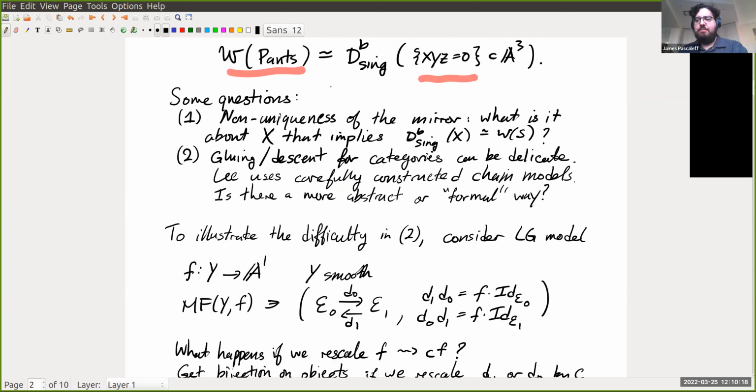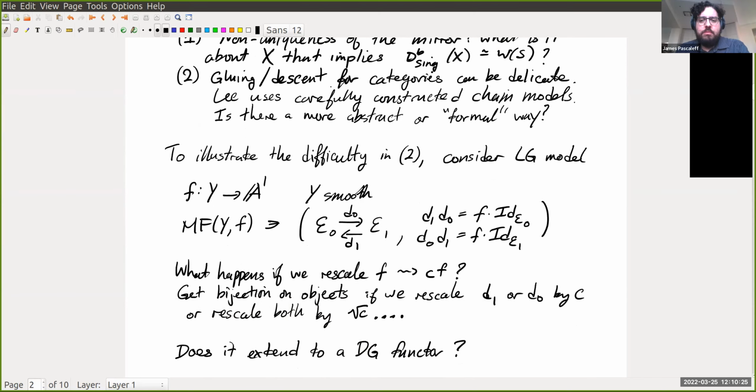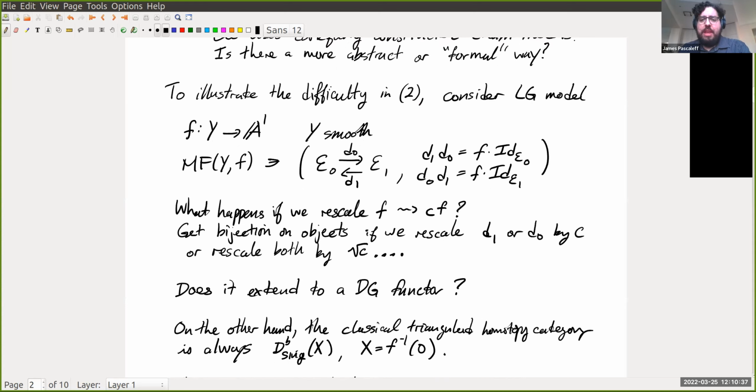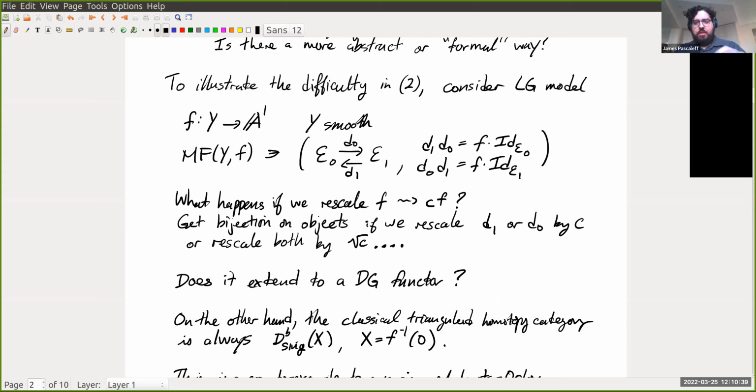Here's one difficulty that I noticed that set me down the path of what I'm talking about today. Let's just go back to the concept of matrix factorization. So matrix factorizations, of course, are one way to get at D^b_sing. In this particular case, the surface X is meant to be the fiber of a function, where f is a morphism from a smooth variety Y to the line.